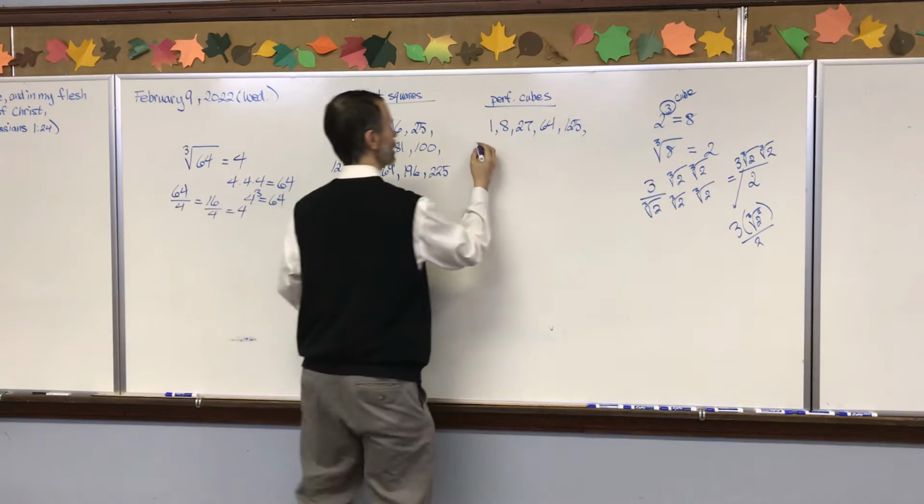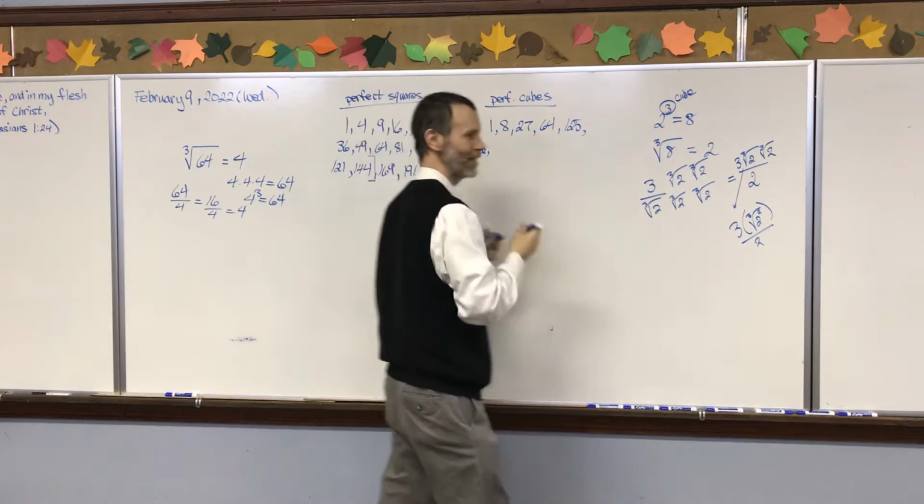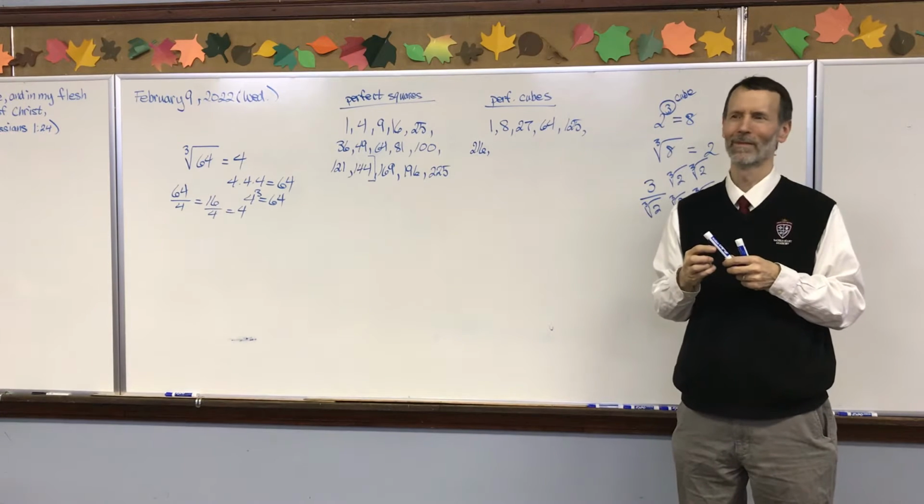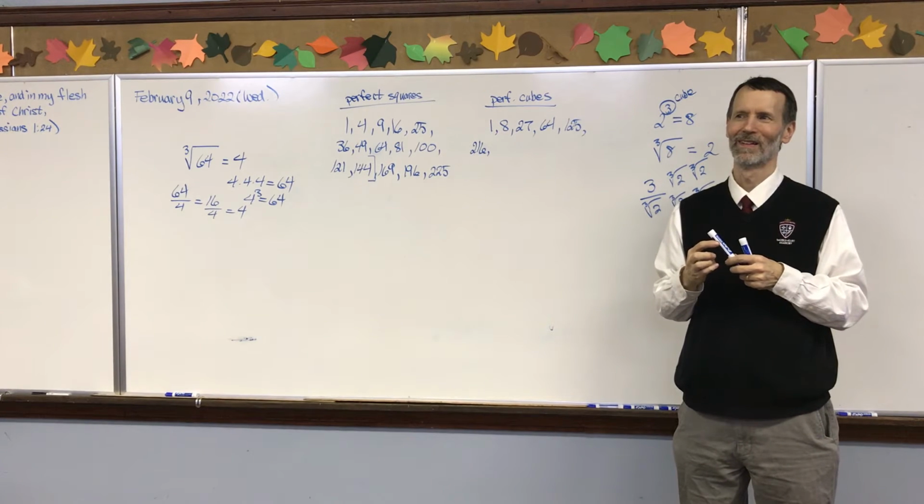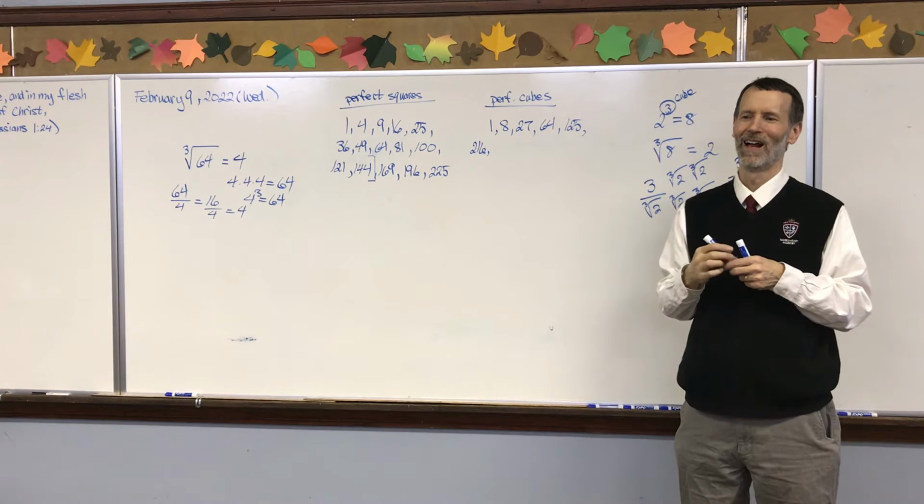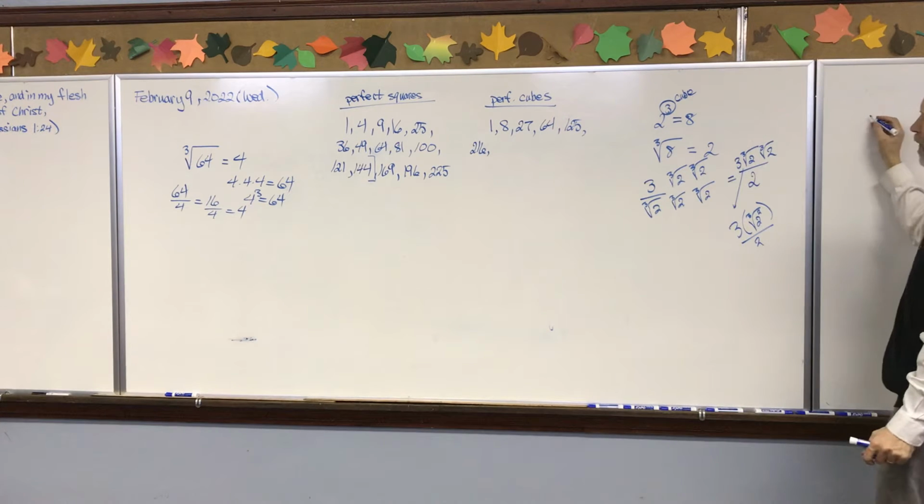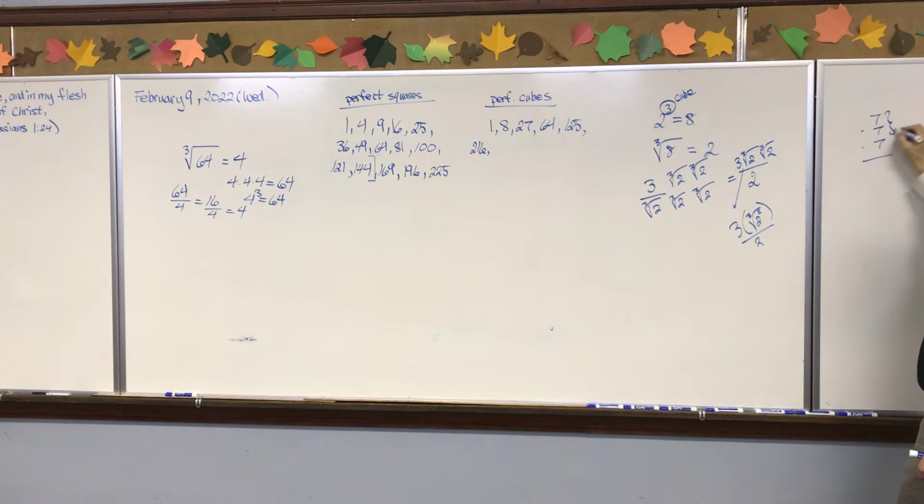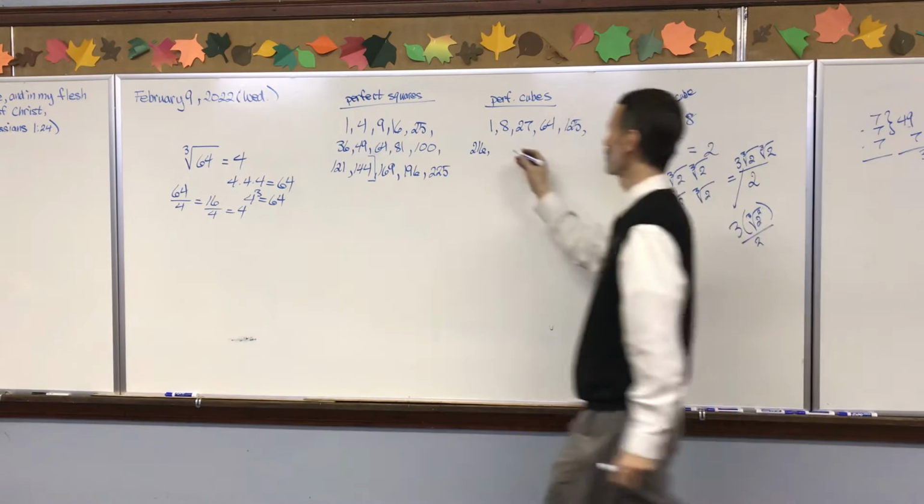7 times 7 times 7. I'll give you a hint. Do 49 times 7. 343. What digit does this have to end in? A 3, because 9 times 7 is 63. So this is 343.